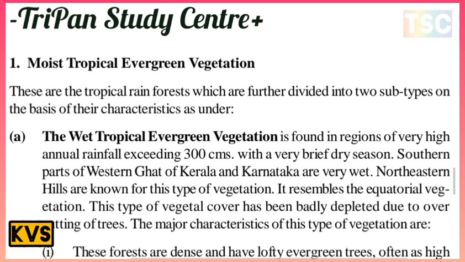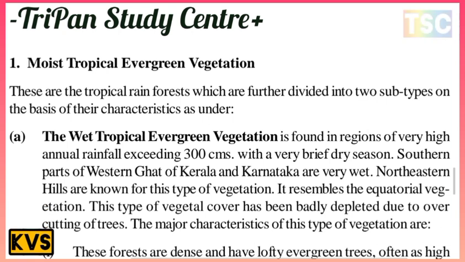The wet tropical evergreen vegetation is found in regions of very high annual rainfall exceeding 300 centimeters, with a very short dry season. The southern part of the Western Ghats of Kerala and Karnataka are included. The northeastern hills are also home to this type of vegetation. It resembles equatorial vegetation, and this vegetation cover has been badly depleted due to the cutting of trees.